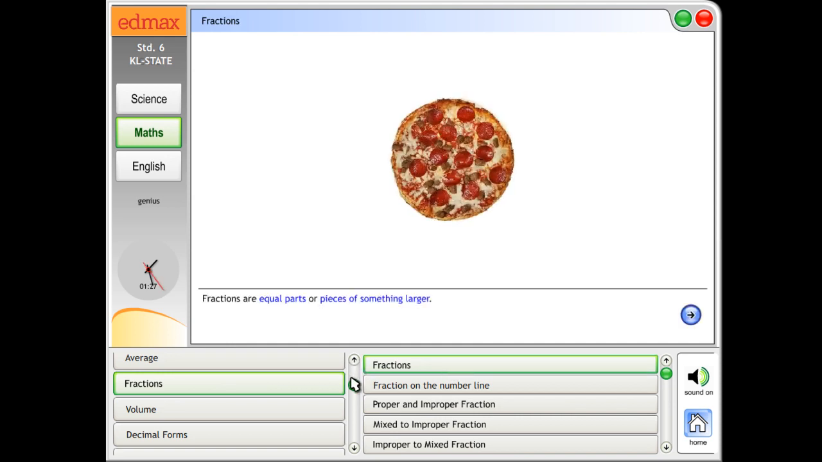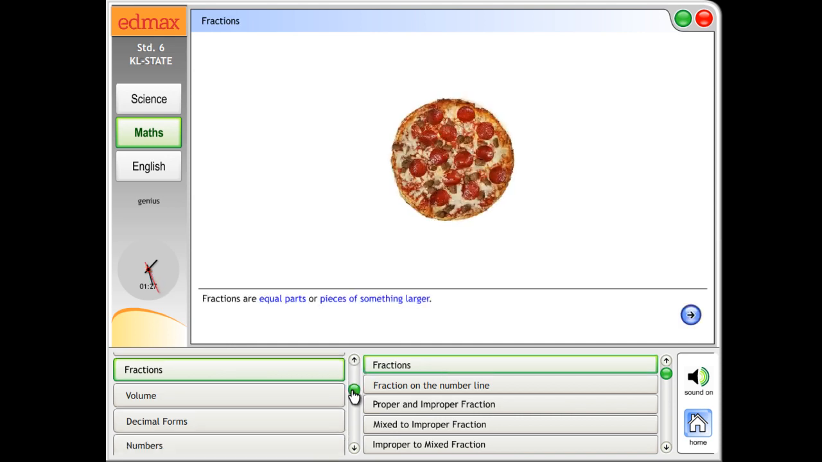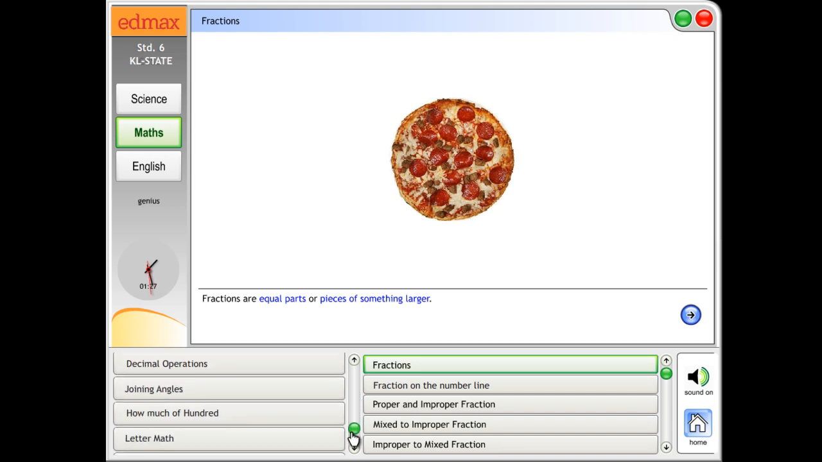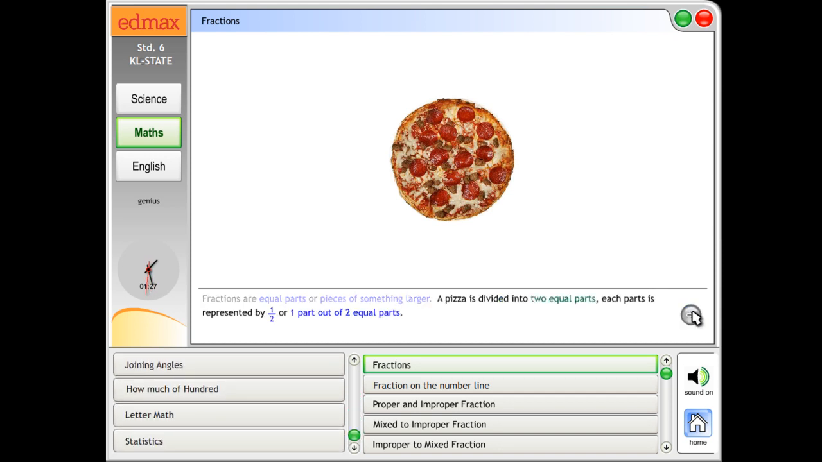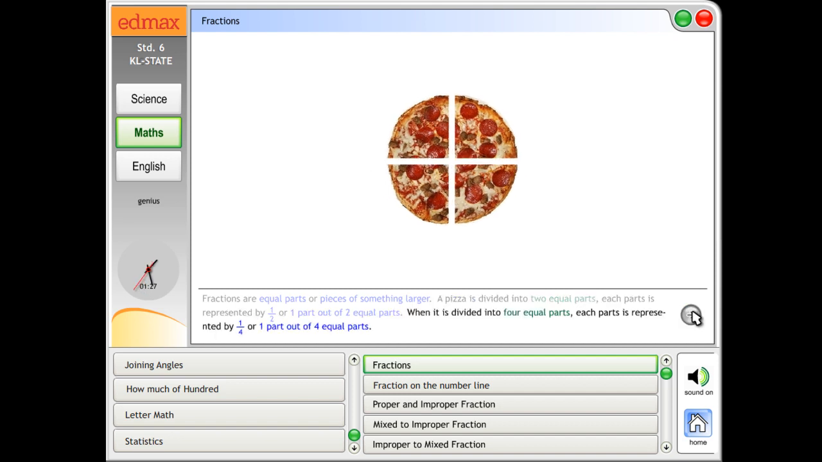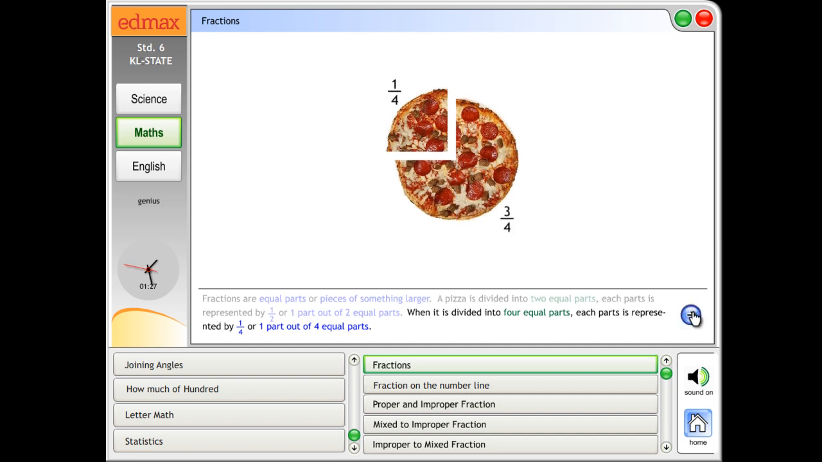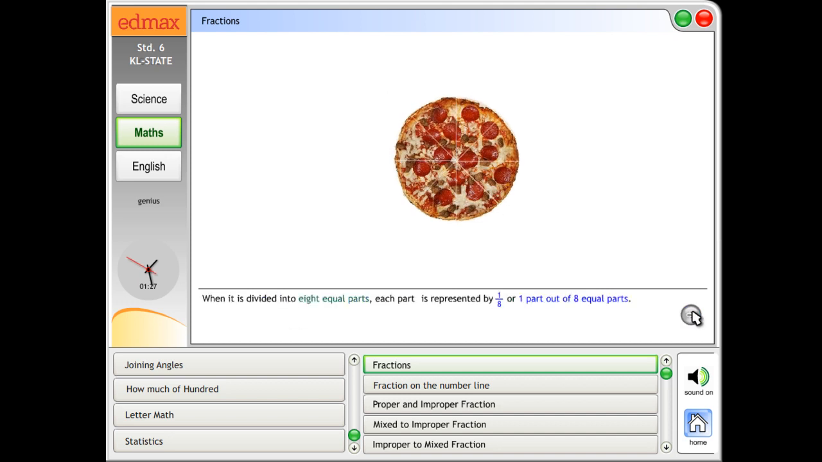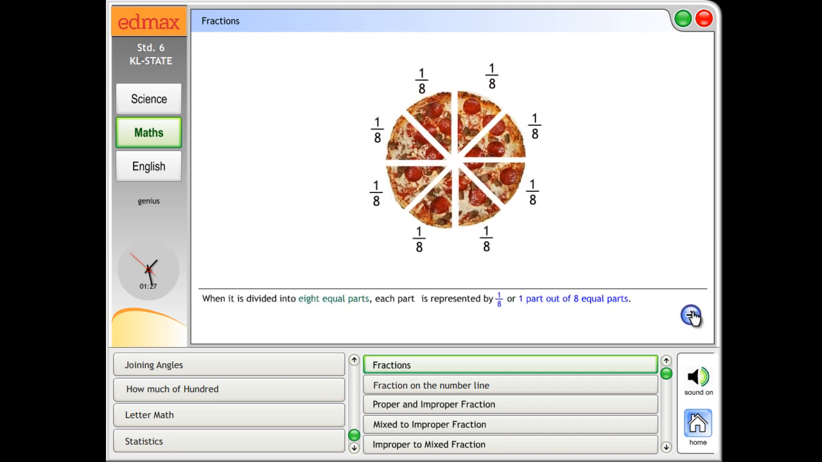Fractions. Fractions are equal parts, or pieces of something larger. A pizza is divided into 2 equal parts. Each part is 1 by 2. When it is divided into 4 equal parts, each part is represented by 1 by 4, or 1 part out of 4 equal parts. When it is divided into 8 equal parts, each part is represented by 1 by 8, or 1 part out of 8 equal parts.